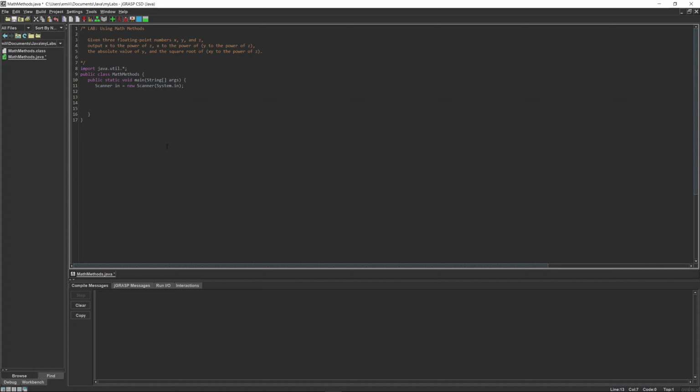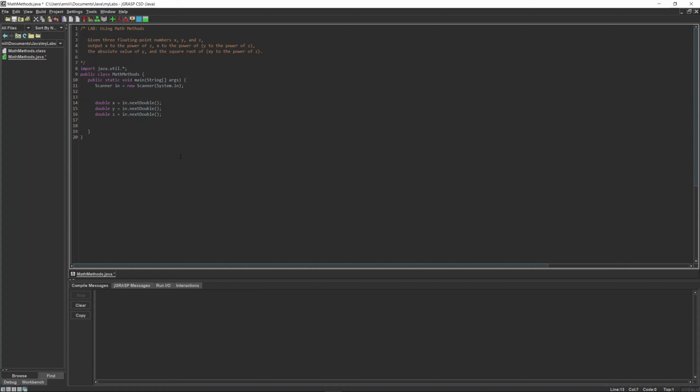Okay, and then I'm going to declare my three variables x, y, and z. They're floating points, so they're going to be type double. x equals, and since it's going to be user input, it's going to be equal to in.nextDouble(). We're going to do the same thing for y and z: in.nextDouble() here, and double z is equal to in.nextDouble(). Okay, so that's going to ask for some user input.